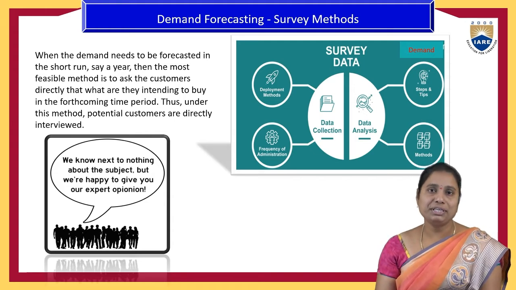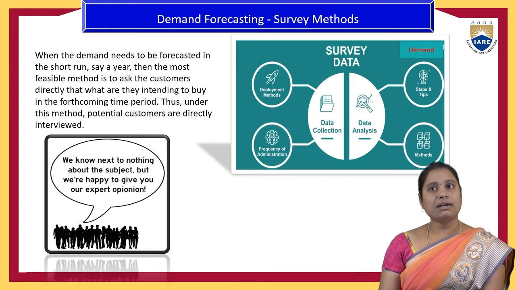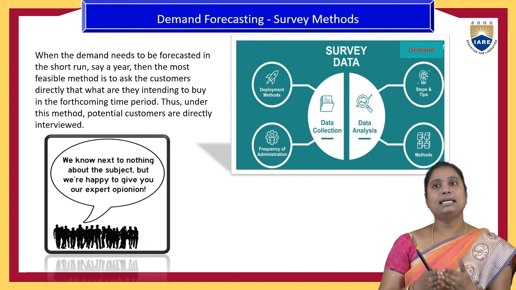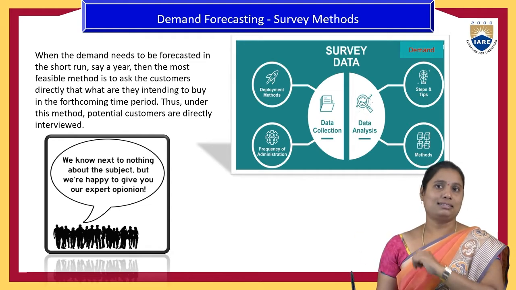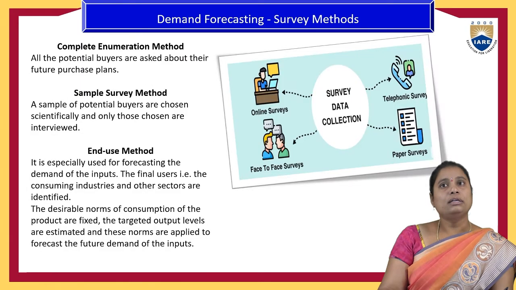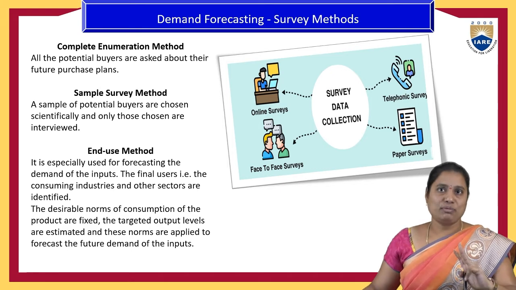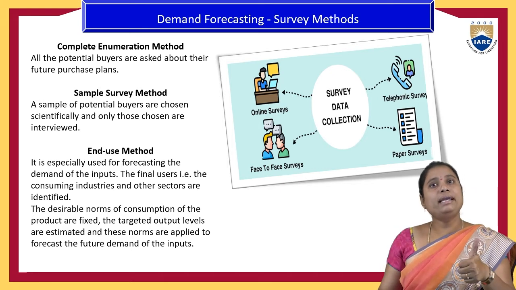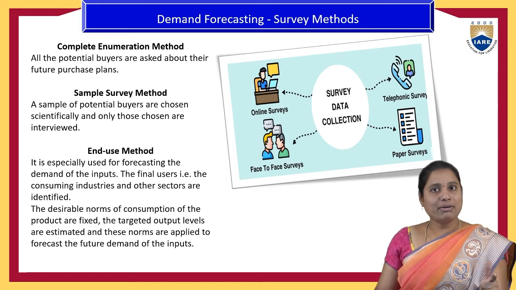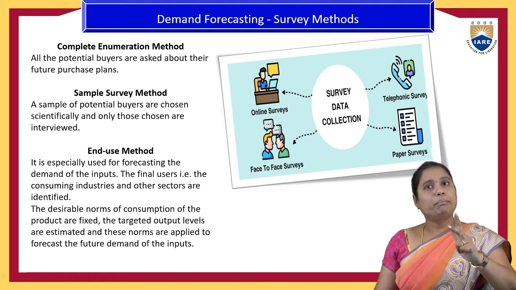That kind of estimation of demand is called the survey method. Here, mainly the data will be collected and analyzed, so the customer is approached through analysis. These survey methods are of three kinds. One is the complete enumeration method, the second is the sample survey method, and the third is the end user method.